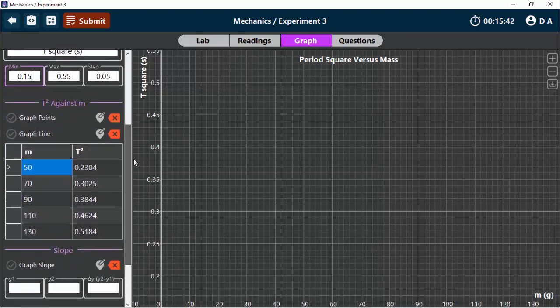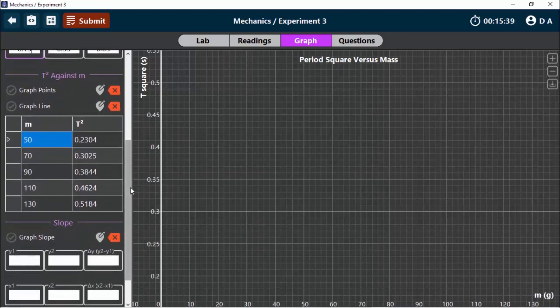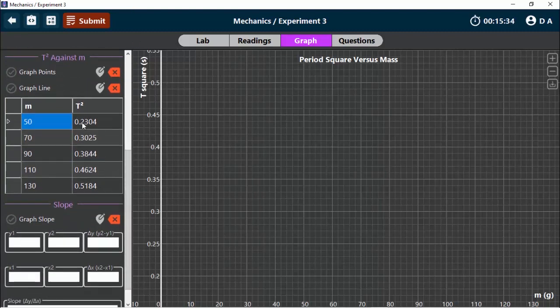Okay, now we've gotten our scale and we've labeled our axis. The next thing is to locate the point on the graph. In other words, we need to locate each of these points on the graph. So when m is 50, we need to locate 0.2304. So when m is 50, the t squared is 0.2304. So where is 2304? So 50, 2304.